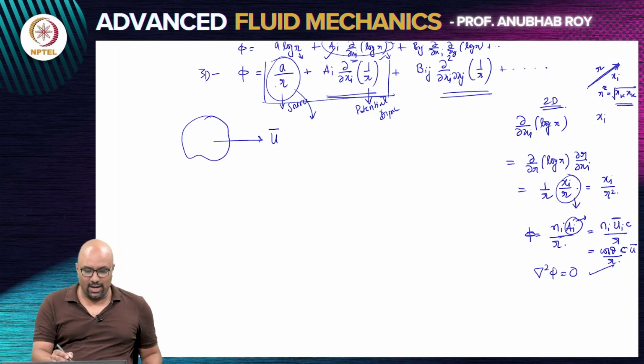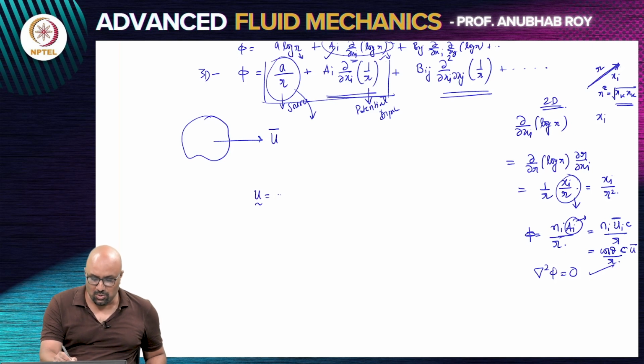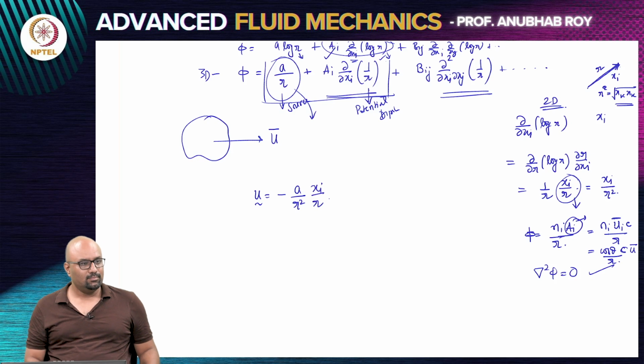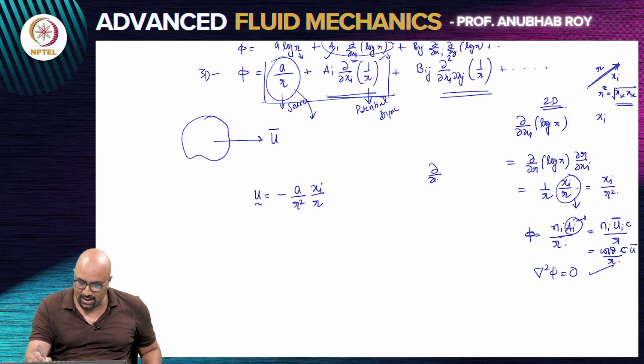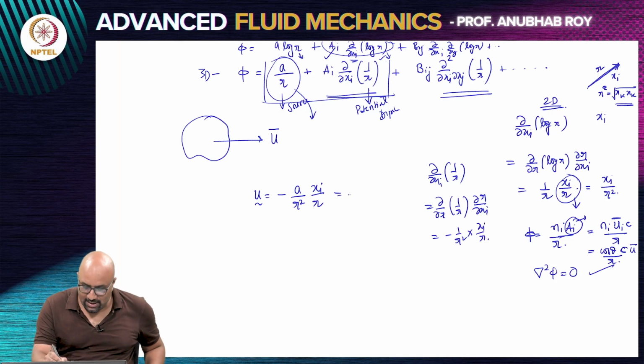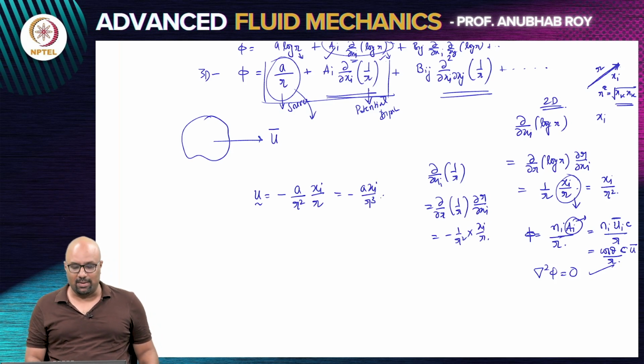So, phi equal to a by r will give you a velocity which will be minus a by r square times xi by r. The same approach: dou dou r of 1 by r times dou r dou xi. So, this is minus 1 by r square and this is xi by r. So, you have minus a xi by r cube. This is the velocity field that is generated by that 1 over r potential.